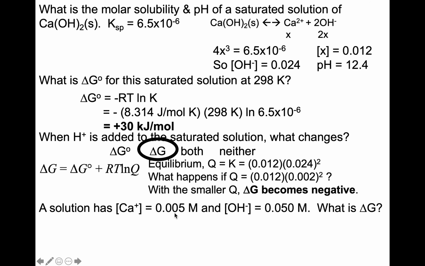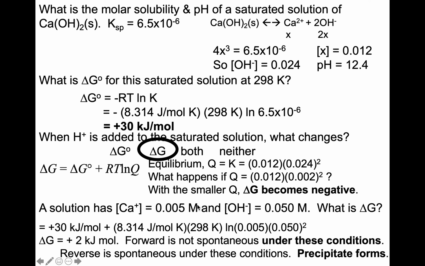Another way to practice it, let's put in these particular values and calculate delta G. We could find under these, the forward reaction is not spontaneous, but the reverse is. The reverse would mean that it's forming a precipitate. So here I'm trying to connect the language of delta G naught, and aspects of solubility.